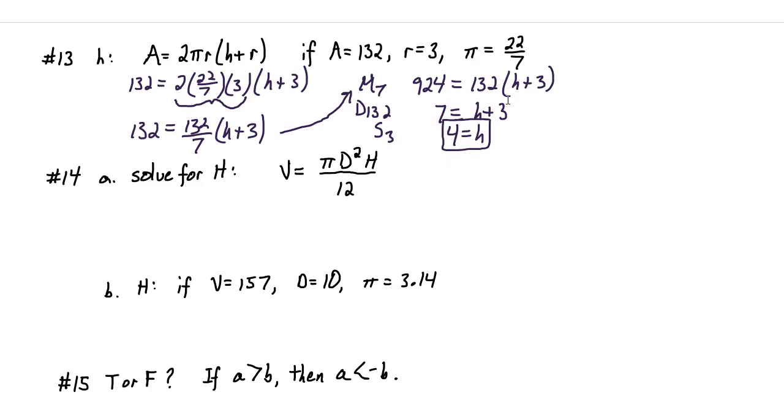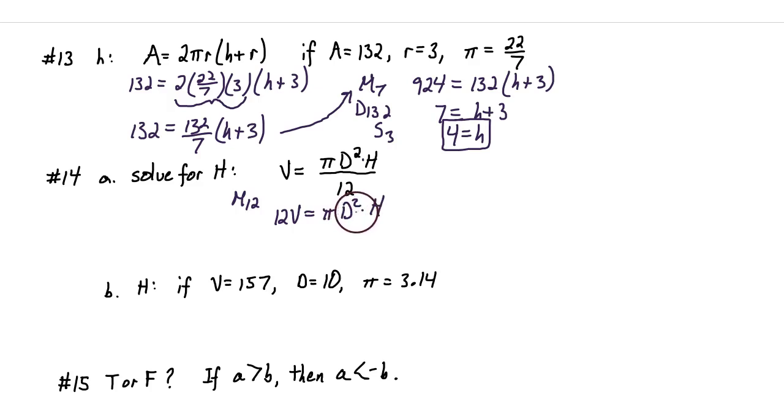Number 14, part A, solve this for h. The letter h is located here, and it has numbers being multiplied to it. The letter h also has the number 12 being divided from it. Let's remove all of those things until the letter h is alone. To remove dividing 12, you multiply by 12. That creates 12v equals pi d squared times h.